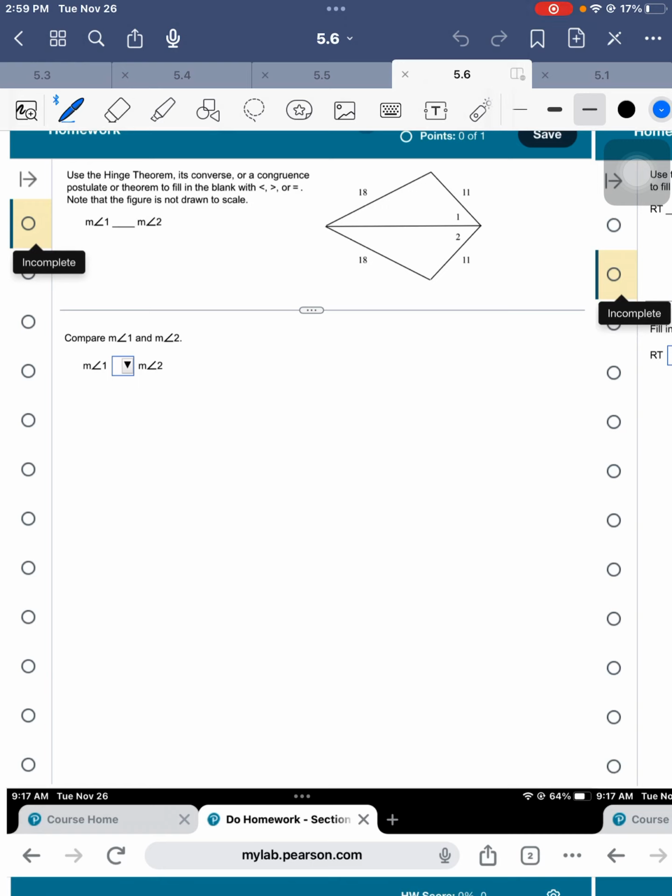using the Hinge theorem. The Hinge theorem allows us to see that the bigger an angle is, the longer the opposite side is. The smaller the angle is, the shorter the opposite side is. So that's for the Hinge theorem.